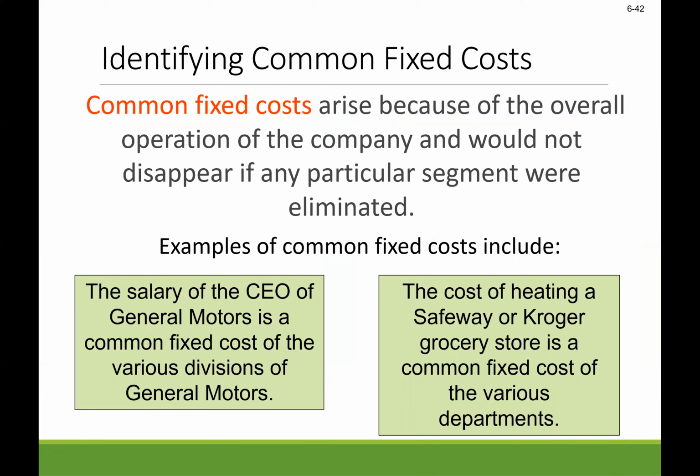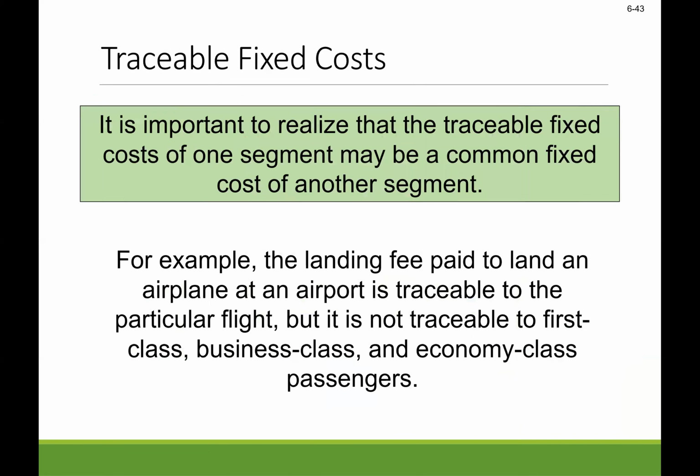Common fixed costs arise because of the overall operation of the company. And they wouldn't disappear if a particular segment got eliminated. The salary of the CEO is the salary of the CEO. And if they eliminate a division, they're still going to have him. The cost of heating a Safeway or a grocery store is a common fixed cost. And it doesn't matter which various departments. That cost is going to happen anyway.